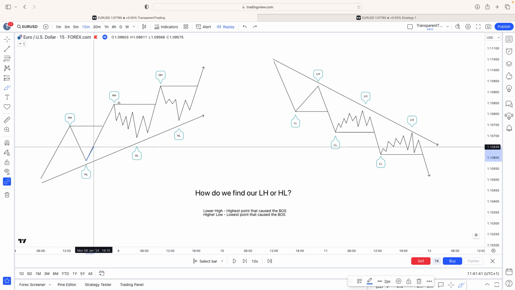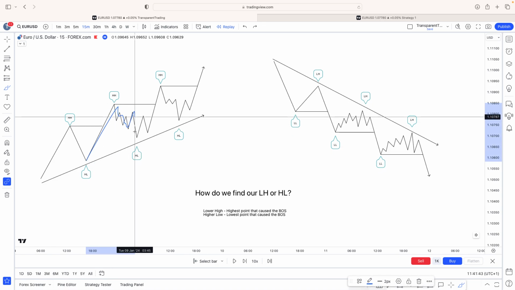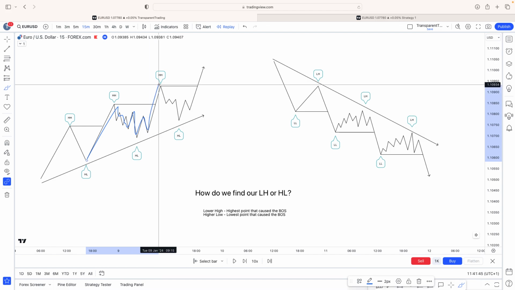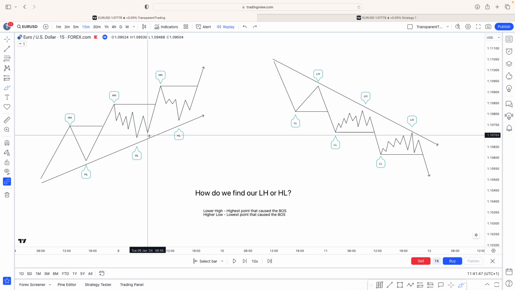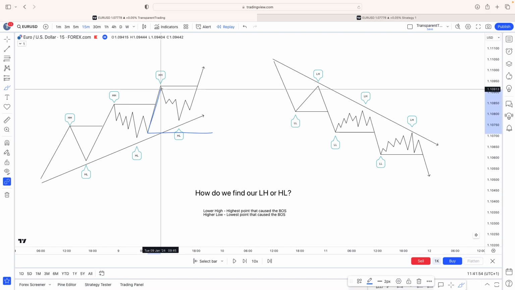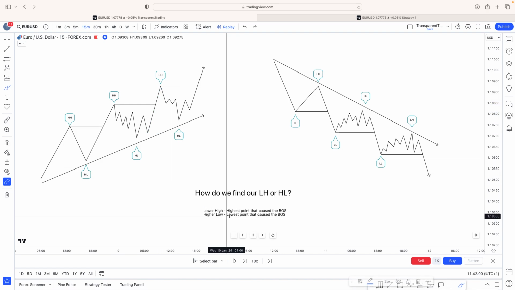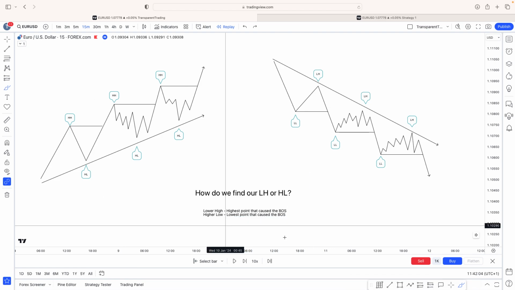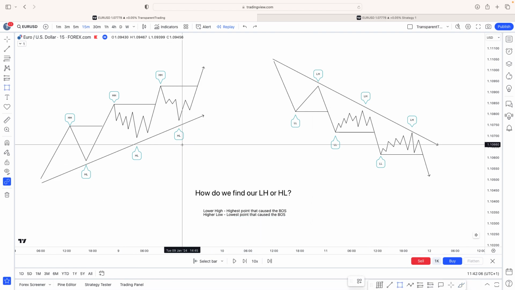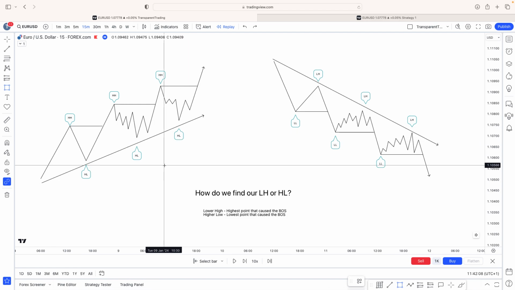So say after this break of structure, we have this pullback, and then we get this break of structure here. Some people map on the higher low as this point here, because it's kind of the last impulse leg to the upside, okay? That is incorrect structure mapping, because the higher low is the lowest point that caused the break of structure, okay?